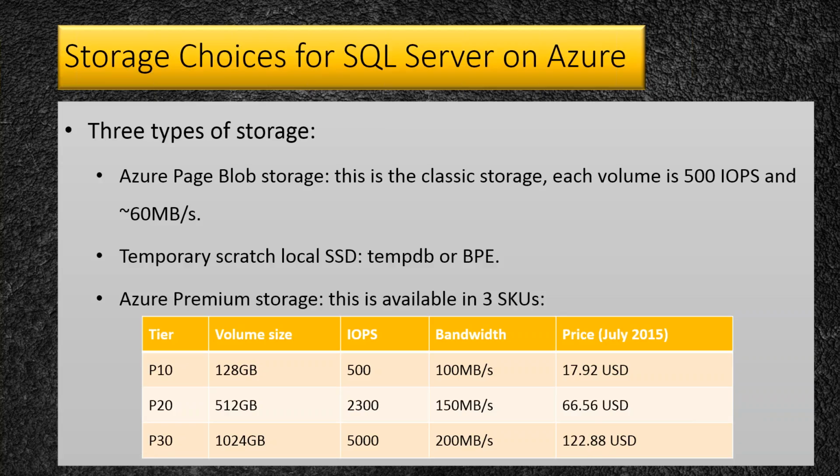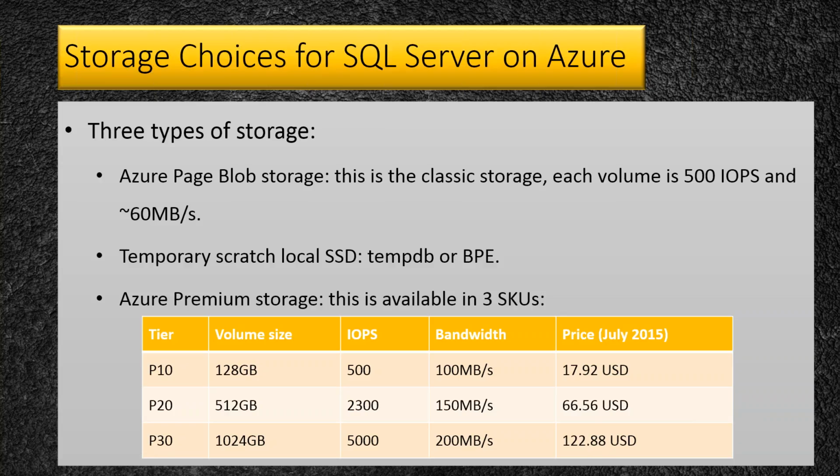One big difference here in the way that the sizes are built is that with premium storage, you pay for the full volume size, regardless of whether you use it or not. So I had prices there from last year. Let's say a P30 that's 1 terabyte was almost 123 US dollars. Even if I'm only using 1 gigabyte out of that 1 terabyte, I'm still paying 123 US dollars. Whereas with Azure Page Blob Storage, if you deploy a volume that is 1 terabyte, but you're only using 1 gigabyte of it, you only pay for 1 gigabyte.